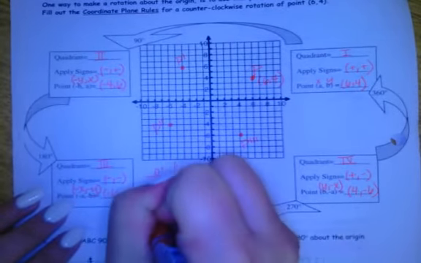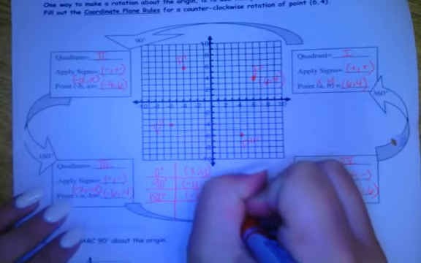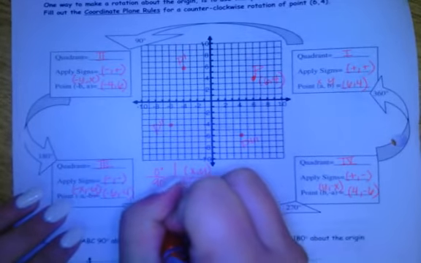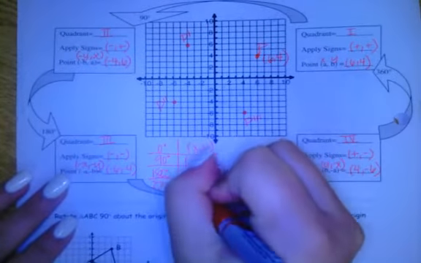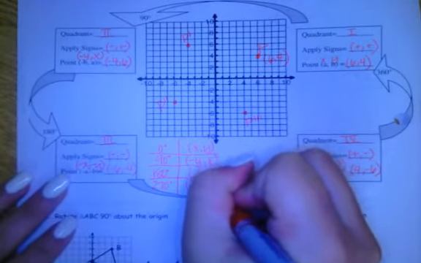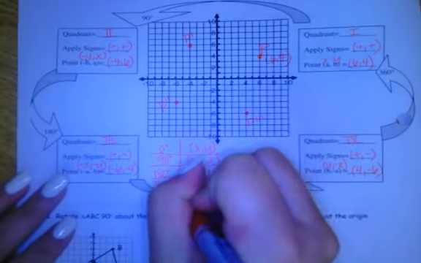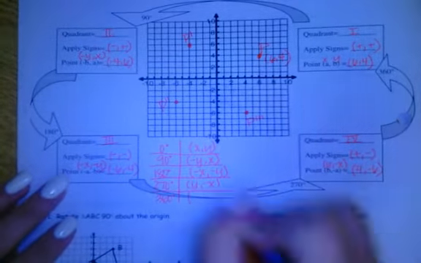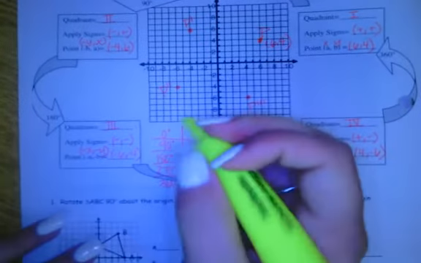180 degrees, what's it going to be? Negative X, negative Y. 270 degrees, what's it going to be? Y, negative X. 360 degrees, what is it going to be? X, Y. So do you see how we go back to the beginning? So the only 3 rules that you really have to memorize are these.